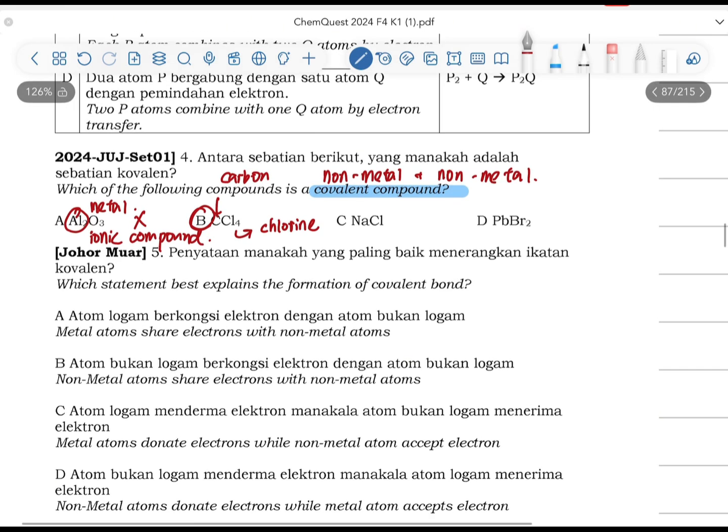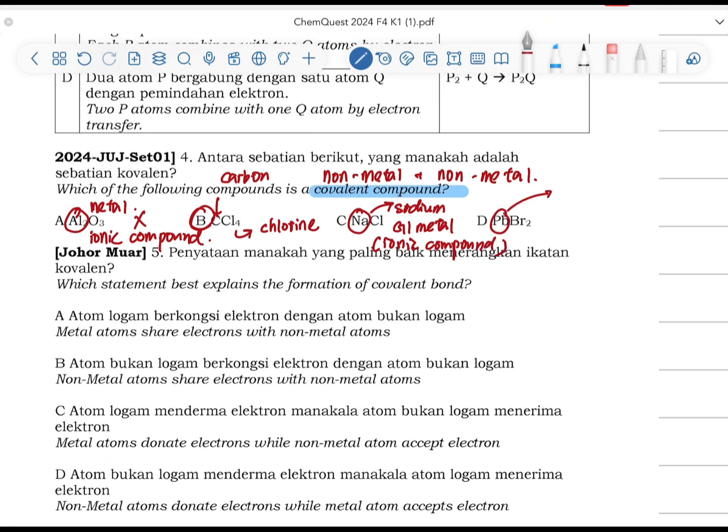But let's look at C. Na is sodium, and it is a metal, a group 1 metal. So it forms an ionic compound. Same goes for D. Pb refers to lead, which is a transition element. This transition element is also usually a metal. So therefore it will not be the answer as well.